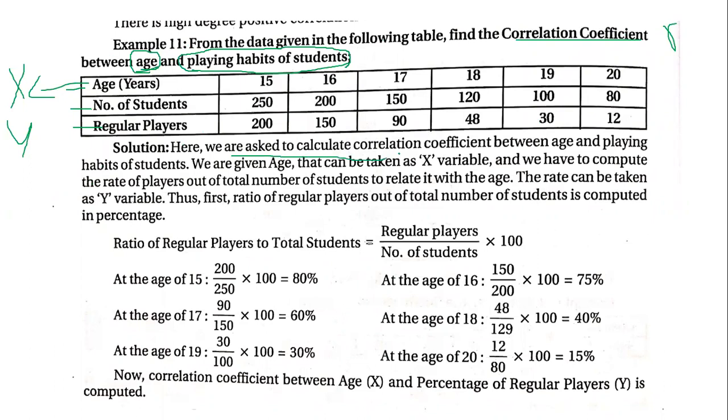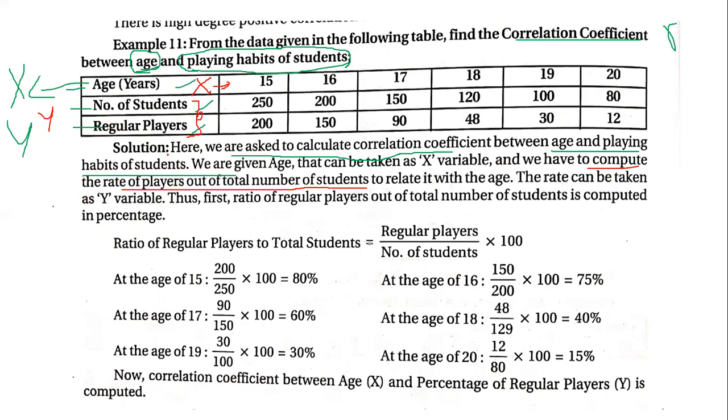Here we are asked to calculate correlation coefficient between age and playing habits of students. But we are given age, number of students and regular players. Okay, so out of these three data given to us, we are going to consider age as X. Age is one factor, that is X. And from the other two data, that is number of students and regular players, we are going to do some calculation to find and define the values of Y for this X. So X is an independent factor and Y is a dependent factor. So we have to compute the rate of players out of the total number of students to relate it with the age. The rate can be taken as Y variable.